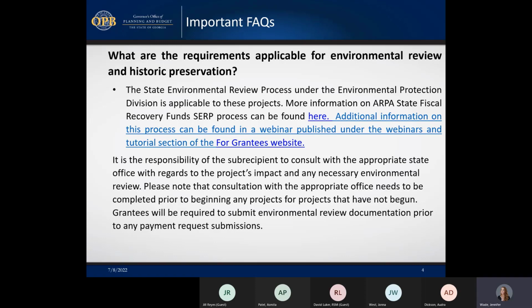We do want to note it is the responsibility of the subrecipient to consult with the appropriate state office, which would be EPD in this scenario, with regards to the project's impact and any necessary environmental review. Please note that consultation with the appropriate office needs to be completed prior to beginning any projects for those projects that have not begun. We do understand that some of these projects may have already started, given the fact that ARPA allows us to go back to March 3rd. But please note that your grantees will be required to submit environmental review documentation prior to any payment request submissions or any payments going out to the grantees. So that will be a requirement.